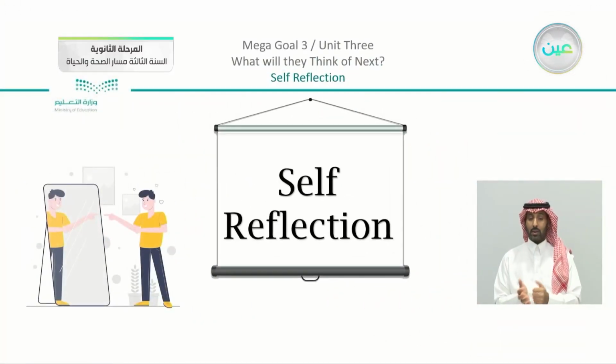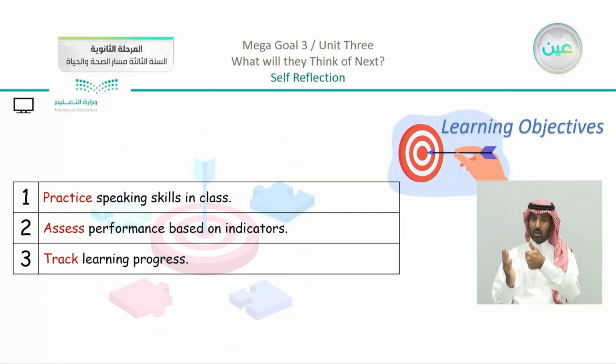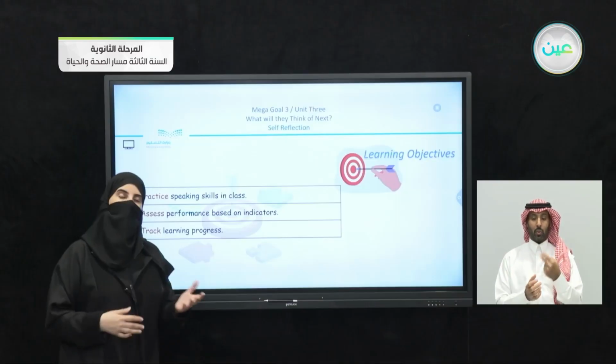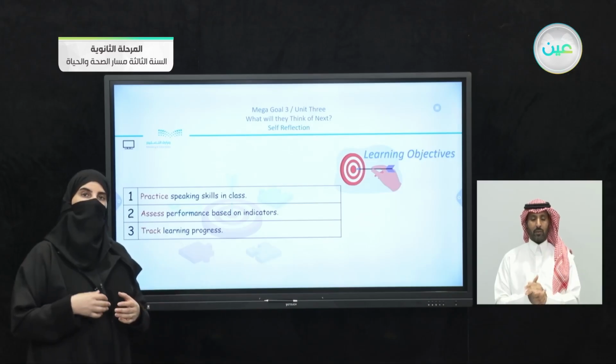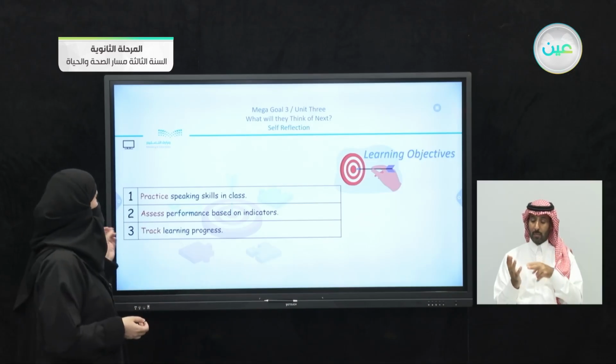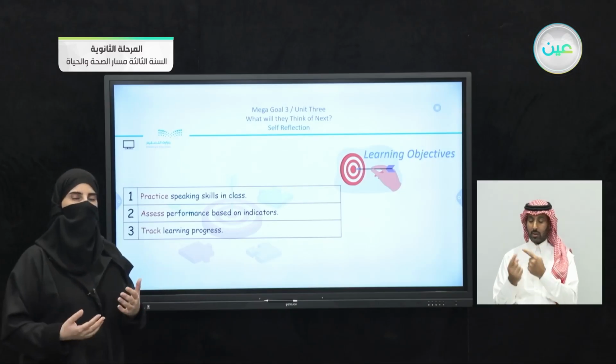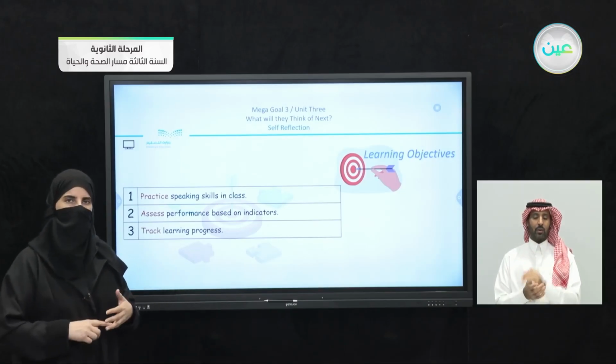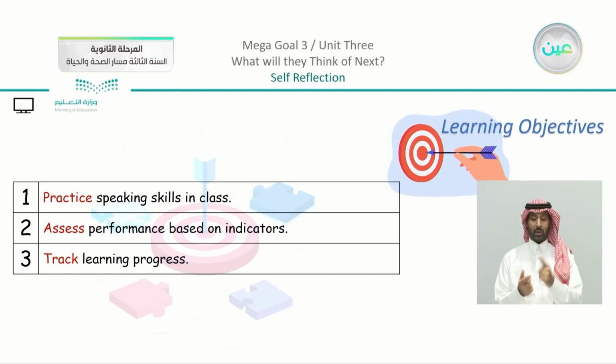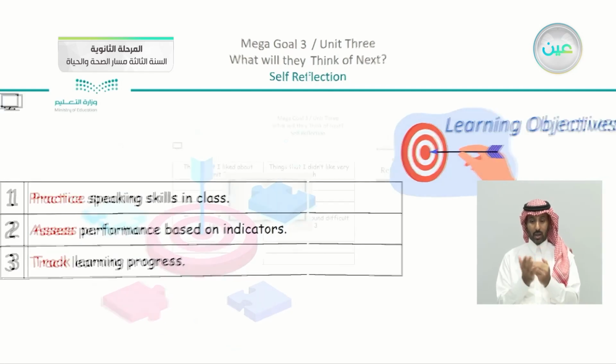Now we have reached the very end. We have the self-reflection. So we have applied the self-reflection in the first 2 units. We have come to the end of Unit 3. Now, just to read the objectives, of course, we have here number 1, to practice speaking skills in class, because you are going to discuss with your classmates the points that I have just mentioned. We have number 2, to assess performance based on indicators. And we have number 3, to track learning progress.